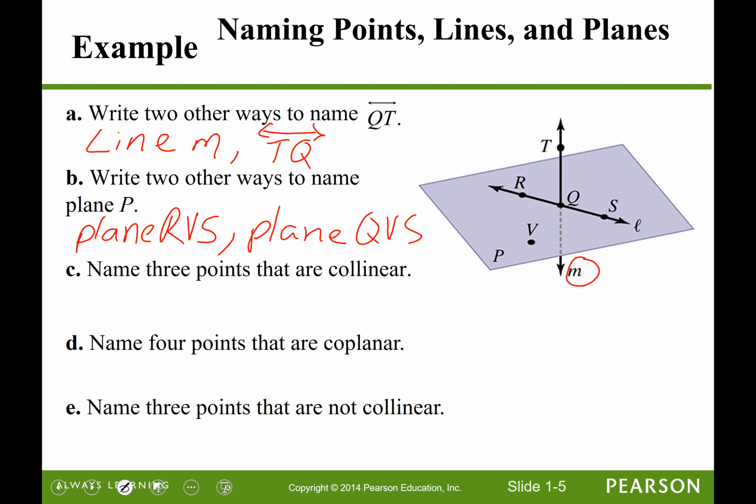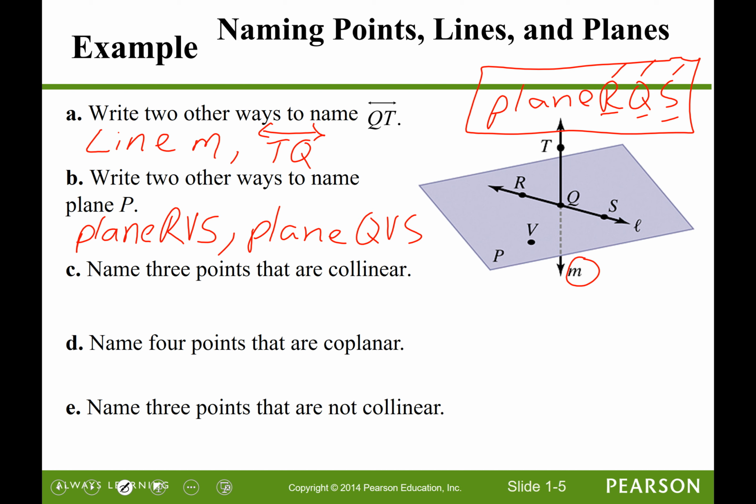Caution using plane RQS. The problem with plane RQS is that R, Q, and S are all on the same line, which means that this right here would not identify this one unique plane. There are other planes that exist that pass through R, Q, and S, so that would leave room for interpretation which plane you're trying to identify, and therefore we cannot use R, Q, and S.